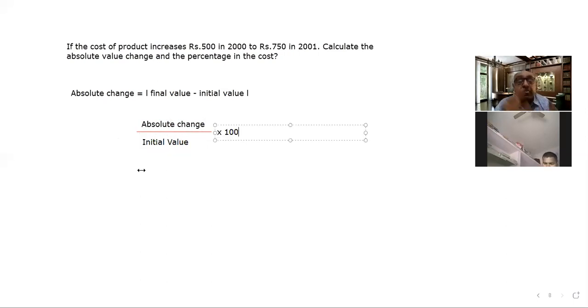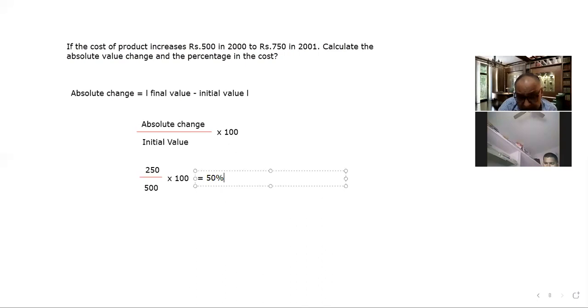So in this question, it has increased from 500 to 750, so absolute change is 250, divided by the initial value. The initial value in this case is 500, and we multiply by 100. The percentage change would become equal to 50%, as compared with the initial value.